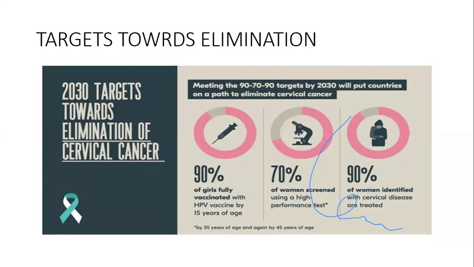Then 70% of women should be screened using a high performance test. That's why the main song we are singing this month is Screen, Screen, Screen. Once you screen, it gets detected early, then the appropriate intervention is put in place. Then the last target is that 90% of women who are identified with cervical disease are treated.